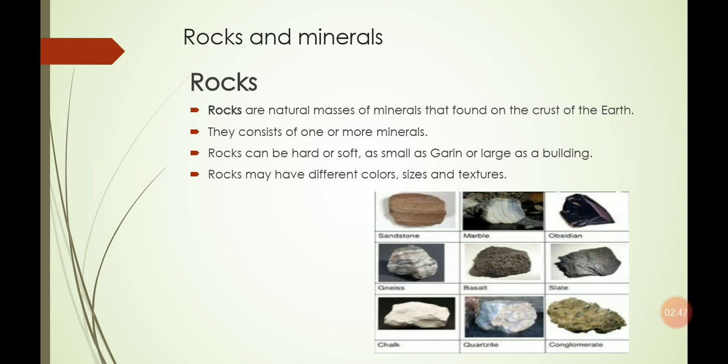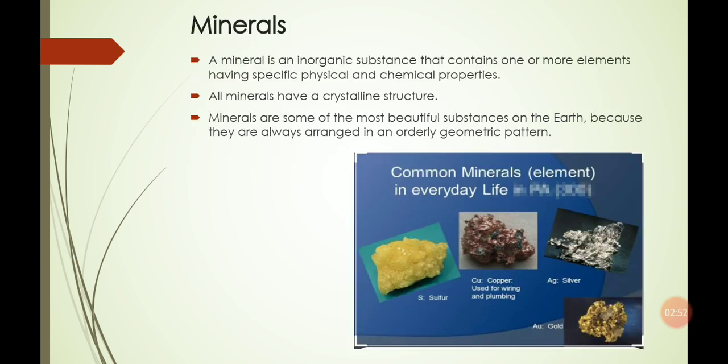Now move to the next topic, that is the minerals. So what is a mineral? A mineral is an inorganic substance that contains one or more elements having specific physical and chemical properties. What is an inorganic substance? An inorganic substance means those substances which have no carbon or hydrogen. So that substance is an inorganic substance.